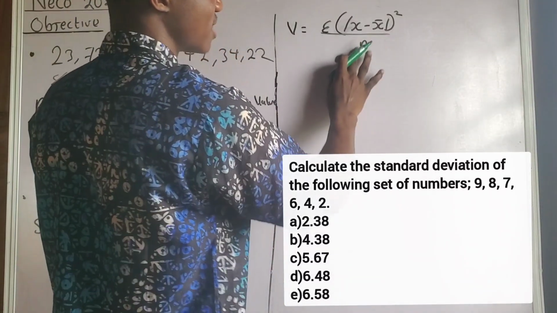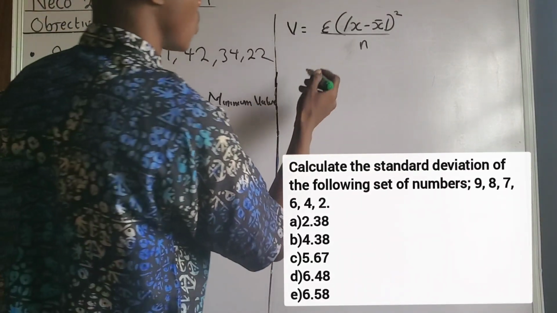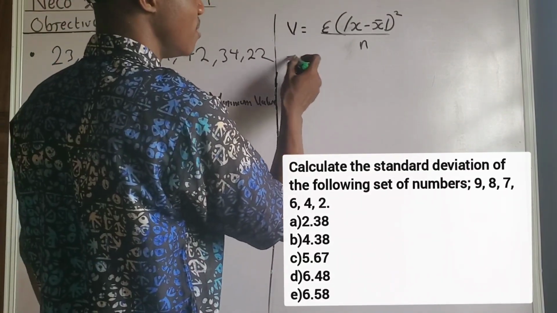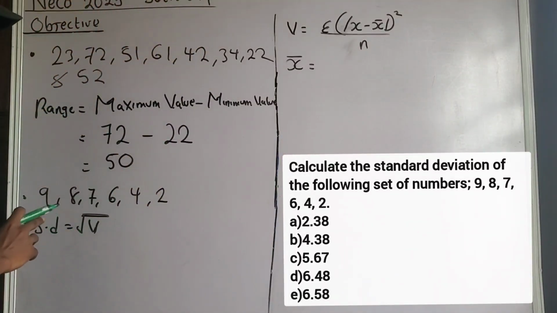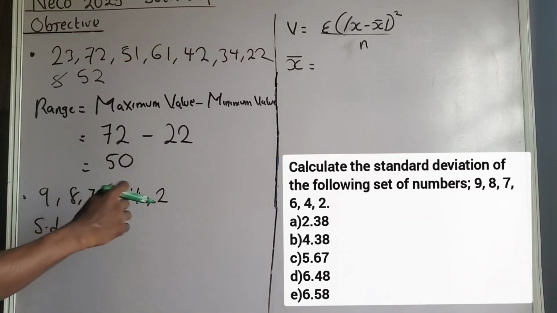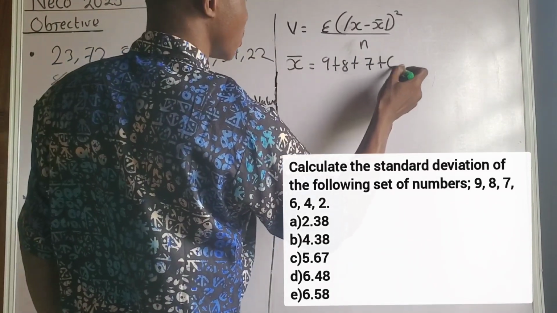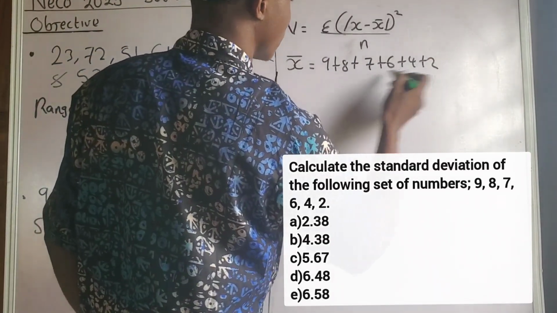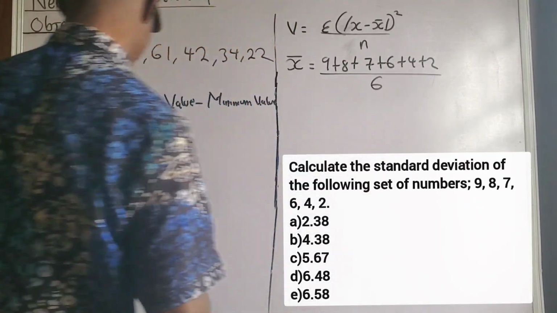All over n. Are you getting it? The variance of an ungrouped data is given by this formula. So the first step is to calculate the mean. The mean is the sum of all the numbers all over the count of all. So I'm going to sum 9, 8, 7, 6, 4, and 2. 9 plus 8 plus 7 plus 6 plus 4 plus 2, all over 1, 2, 3, 4, 5, 6. All over 6.